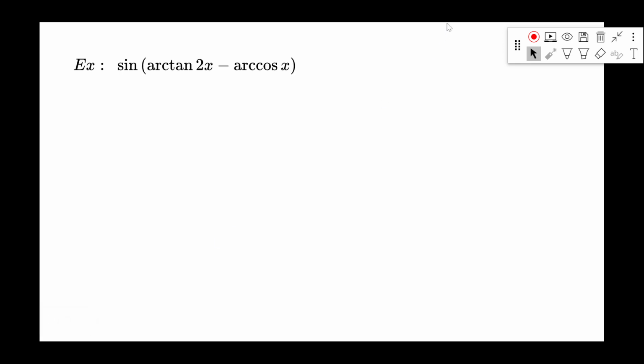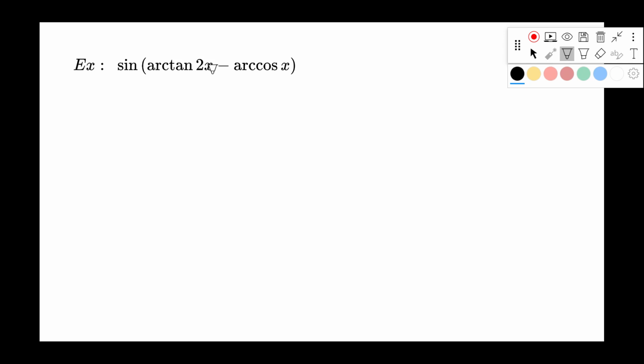All right, so let's start with something that's fairly complicated. I want to find the sine of the arctangent of 2x minus the arccosine of x. Okay, this is fairly complicated. Arctangent, well, that's like inverse tan. That means this is the ratio.